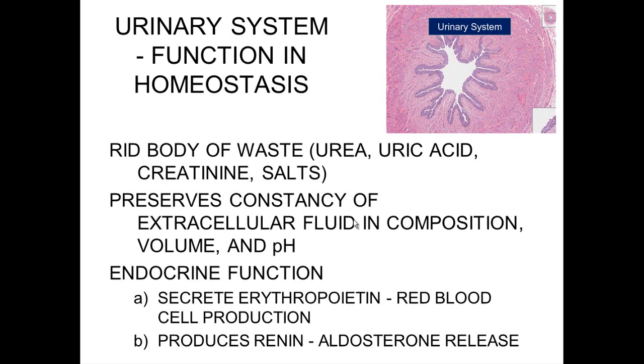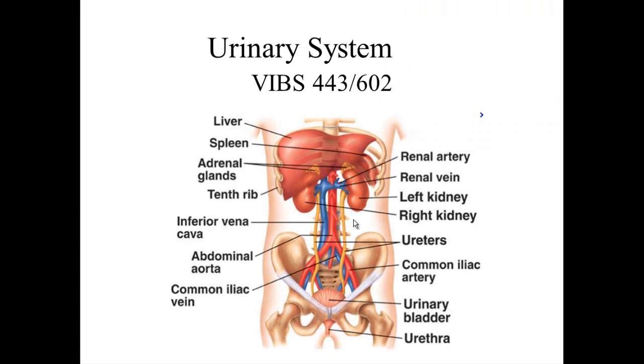It also has an endocrine function. It secretes erythropoietin, which is a protein that stimulates red blood cell production. It also secretes renin, which interacts with blood proteins to ultimately cause release of aldosterone from the adrenal. So it has an endocrine function, makes blood cells, and also it releases aldosterone.